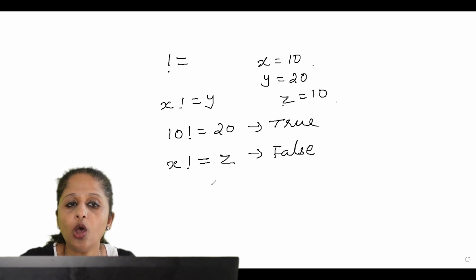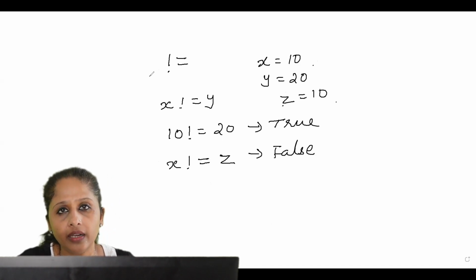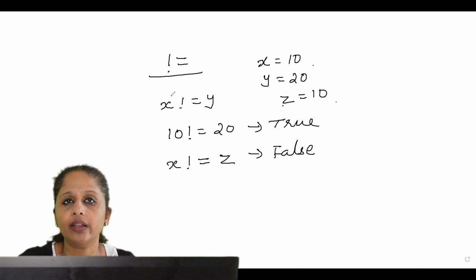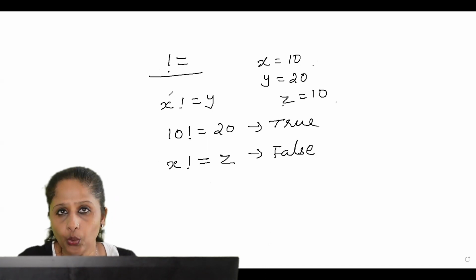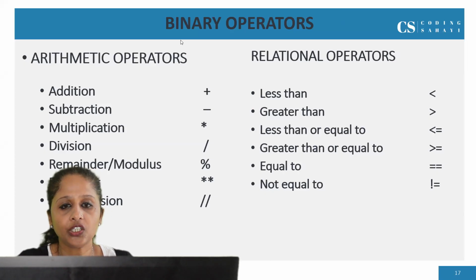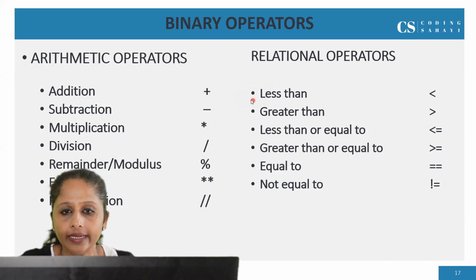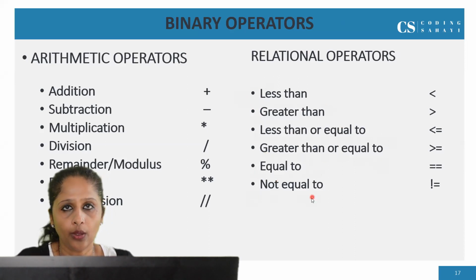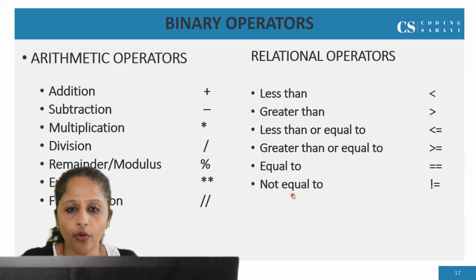So this is the not equal to operator. It is a relational operator. It returns true or false. If the values are not equal, then it is true, and if the values are equal, then it returns false. So these are the relational operators: less than, greater than, less than or equal to, greater than or equal to, and not equal to. Now let's see the next type of operator.